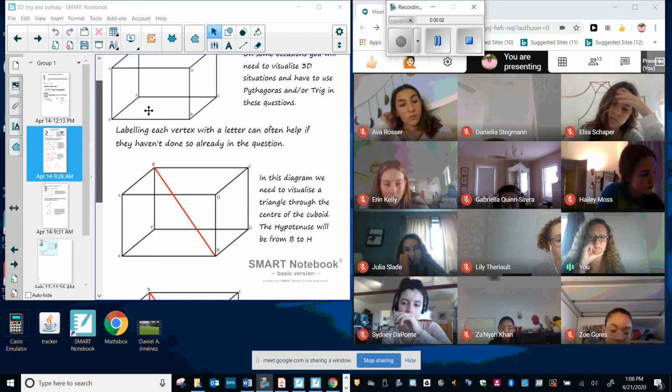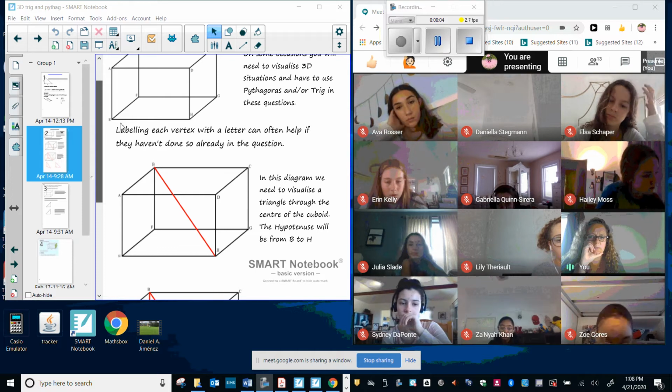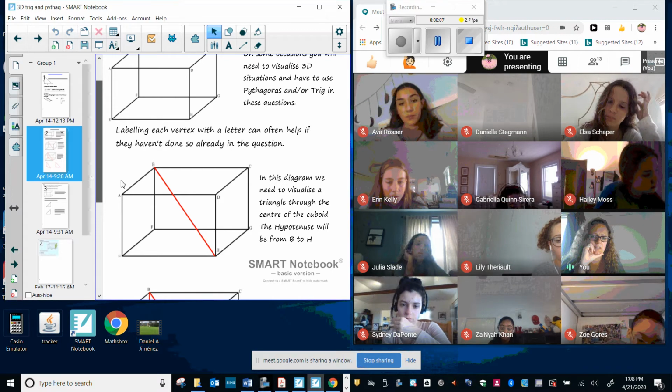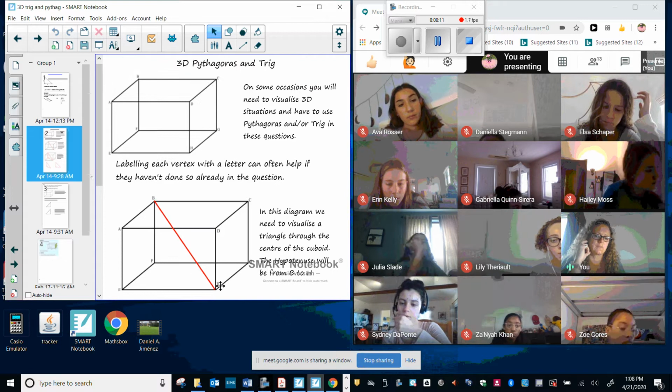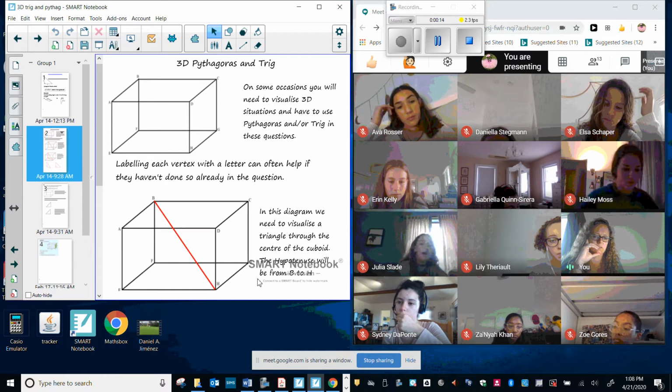Okay, so I've said, remember, labeling each vertex, so labeling each of the corners really helps because it enables you to redraw the triangles that you're interested in.